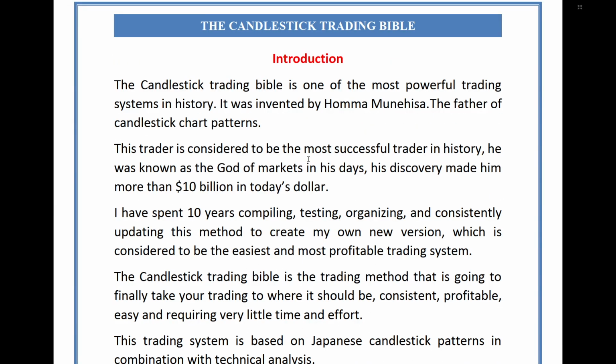So this is the introduction, guys. The candlestick is one of the most powerful trading systems in history. That one is well explained.